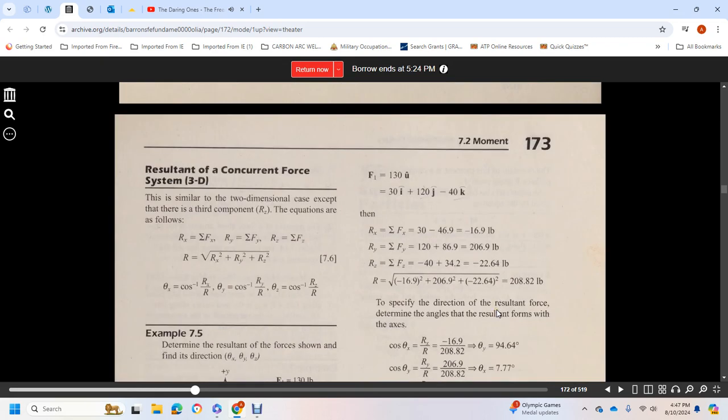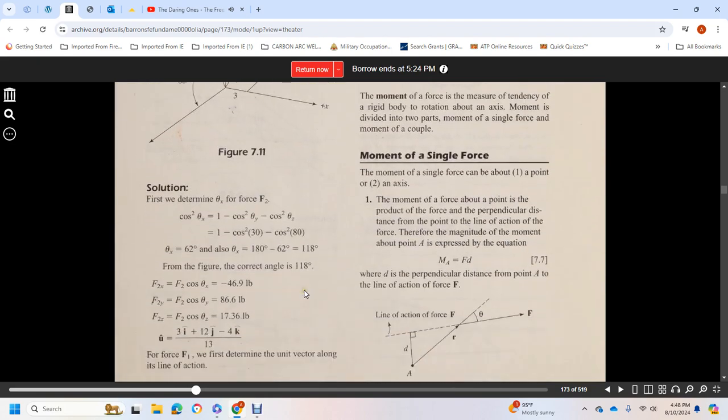For the resultant of a concurrent force system in 3D, it is similar to the two-dimensional case except for the third component, Rz. The equations are as follows: Rx is equal to the summation of Fx, Ry is equal to the summation of Fy, and Rz is equal to the summation of Fz. R is equal to the square root of Rx squared plus Ry squared plus Rz squared. Theta x is equal to cosine inverse of Rx over R. The angle theta y is equal to cosine inverse of Ry over R. Theta z is equal to cosine inverse of Rz over R. Alright, so we have solutions.